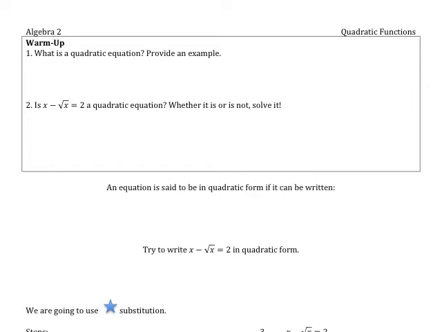Go ahead and try the warm-up, pause the video, and then unpause it when you're ready.